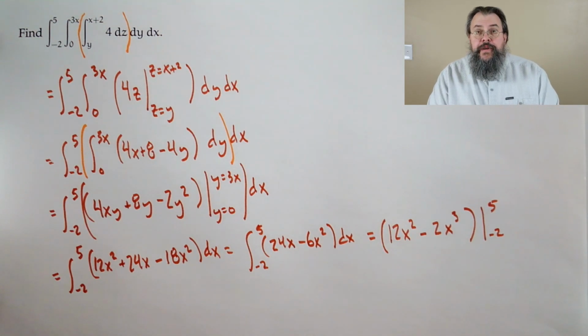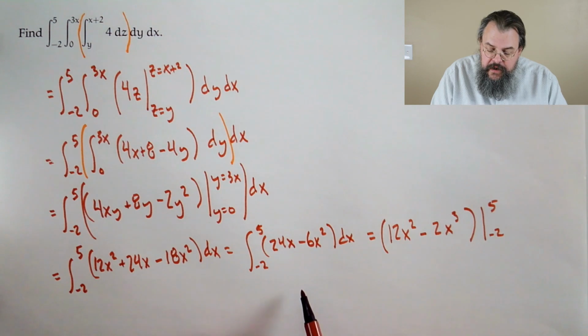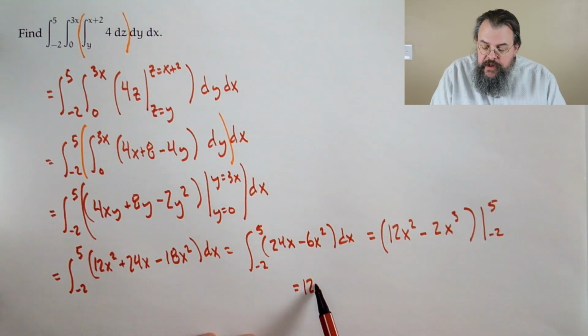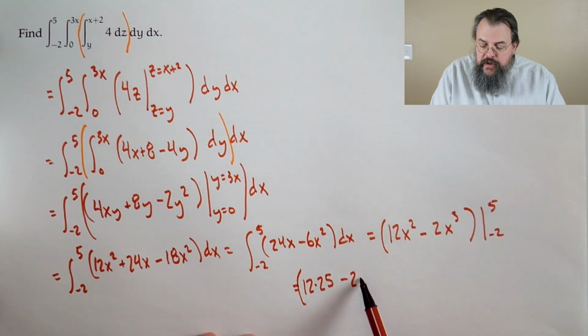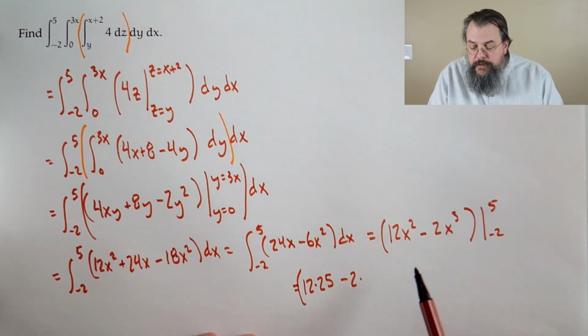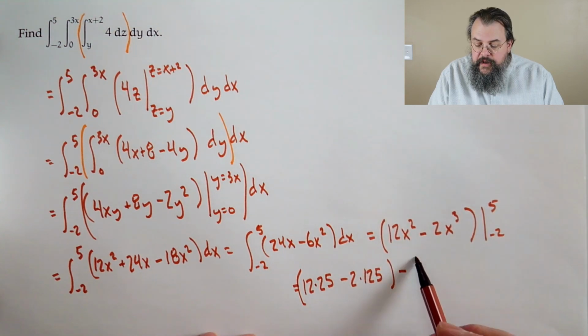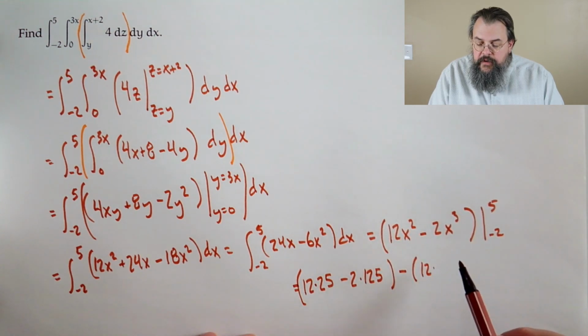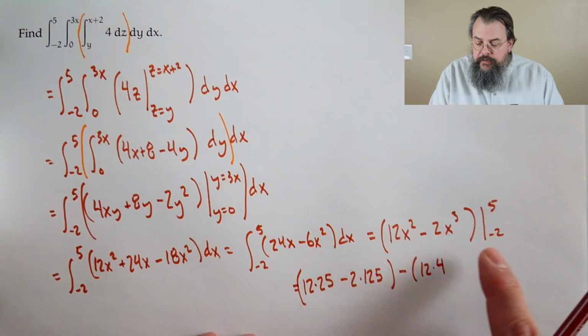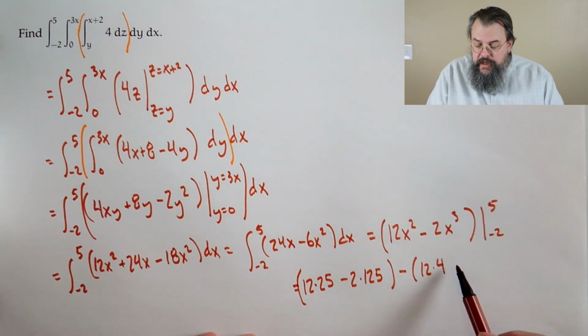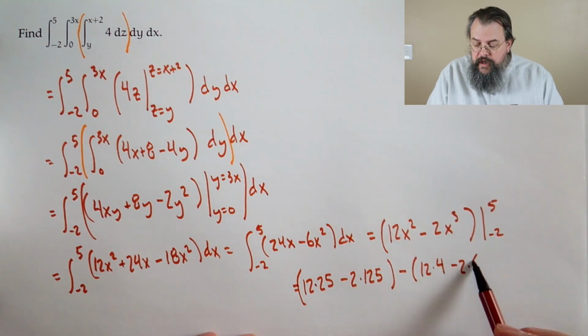Well, all right. So we get our answer 12 times 25 minus 2 times 5 cubed. Okay, that's 125. Subtract 12 times 4, right? Because -2 squared is 4. Then minus 2 times minus 8.